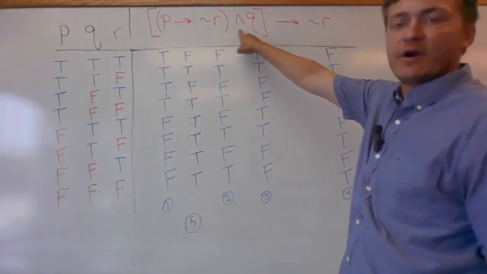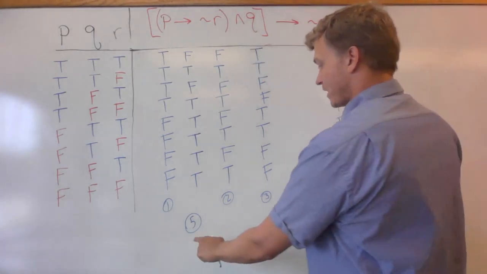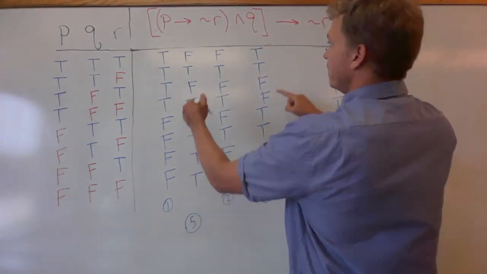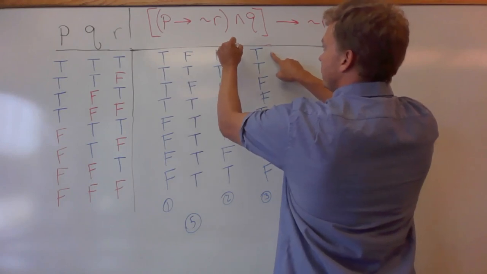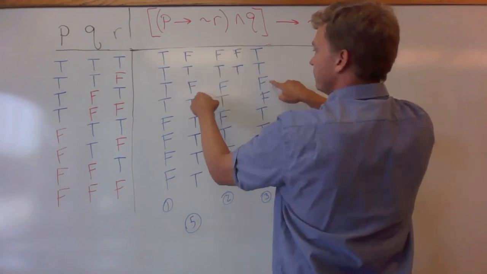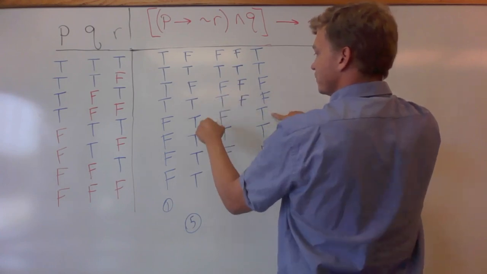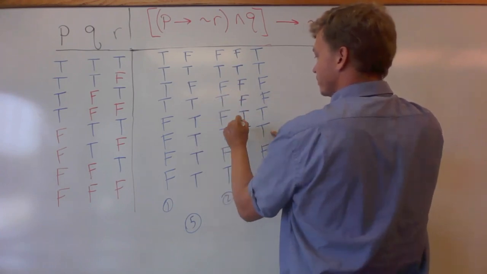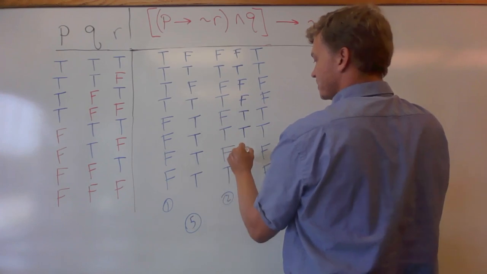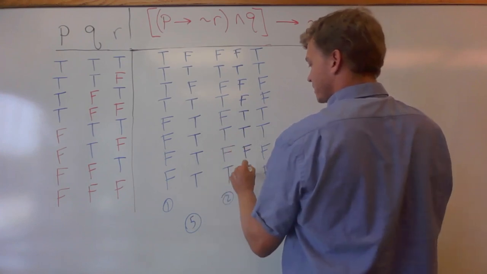Now that we have column five, we have the conditional statement. We can connect that with our and Q. So we're looking at column five and column three. False and true is false. True and true is true. False and false is false. True and false is false. True and true is true. True and true is true. True and false is false. True and false is false.